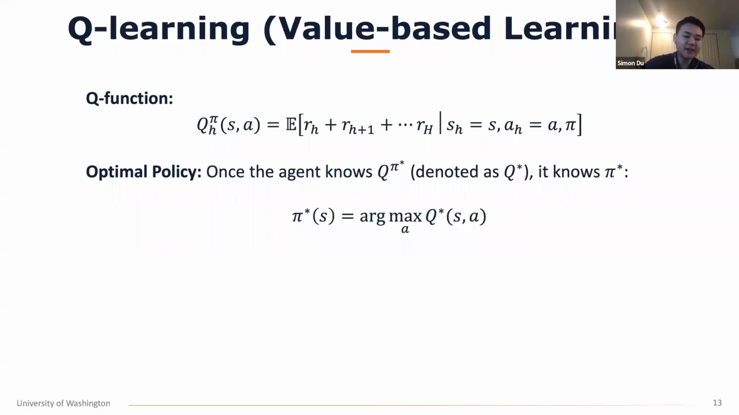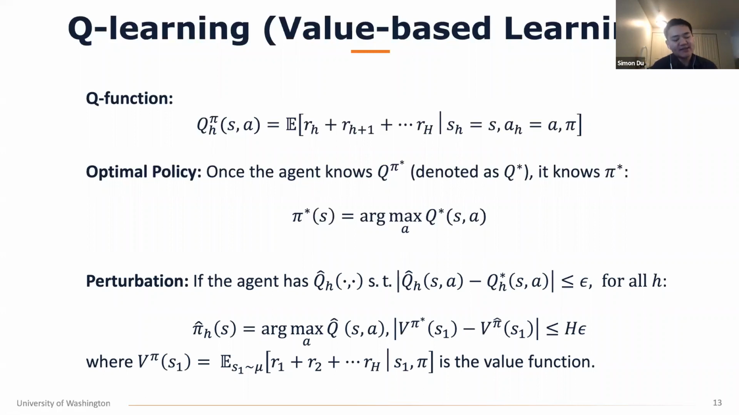In terms of learning, the Q function has a very nice property, this perturbation lemma. Suppose you have an estimation of the optimal Q function at every level h and at every state action pair, such that your estimated Q function is close to the optimal Q function within epsilon error. Then you choose your policy according to your estimated Q function, the argmax over all the actions that maximizes your estimated Q function. Then this policy is actually a near optimal one.